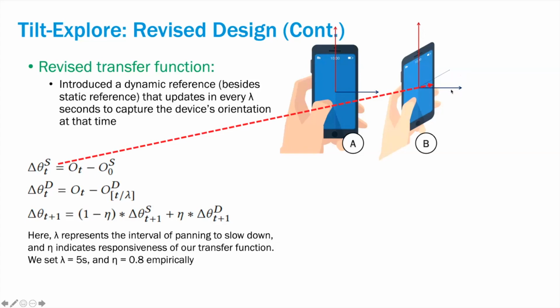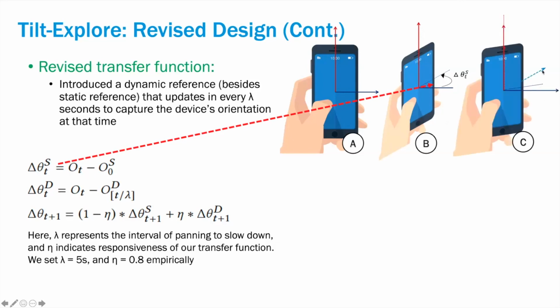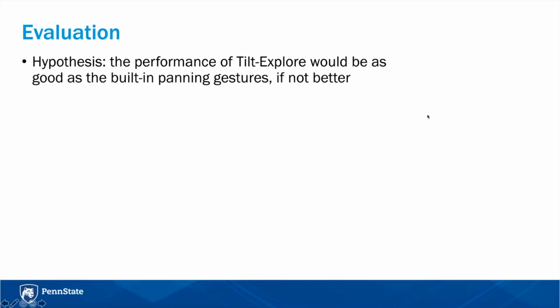Let's say time t is a multiple of lambda, and the dynamic reference is also set at time t. Now, this green line is our dynamic reference. At t plus 1, if the user tilted the phone backward a little, then delta theta d and delta theta s represent the tilt angle with respect to dynamic and static references. So these two. Finally, our ultimate tilt angle is a linear combination of these two, where eta is 0.8 and lambda is 5 seconds.